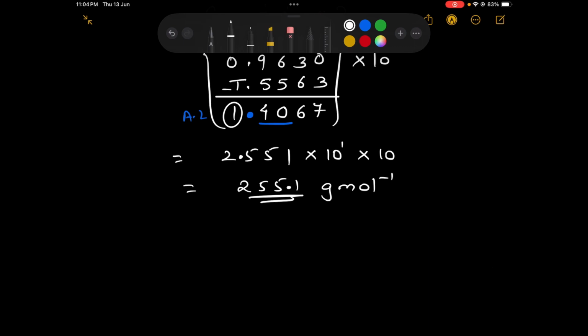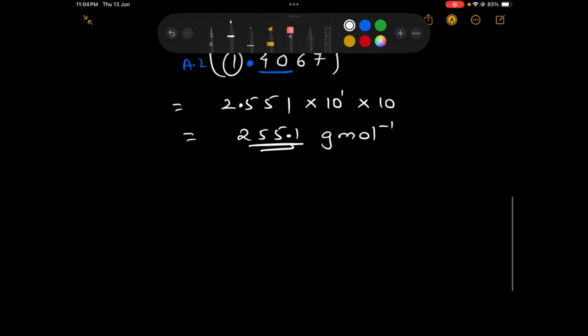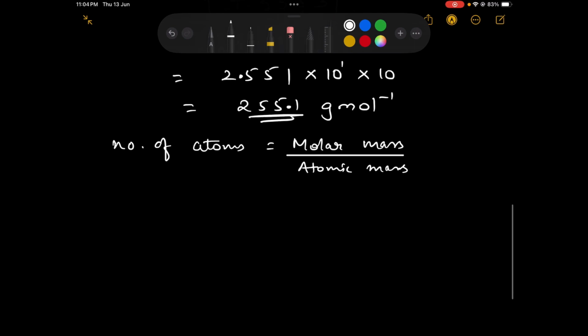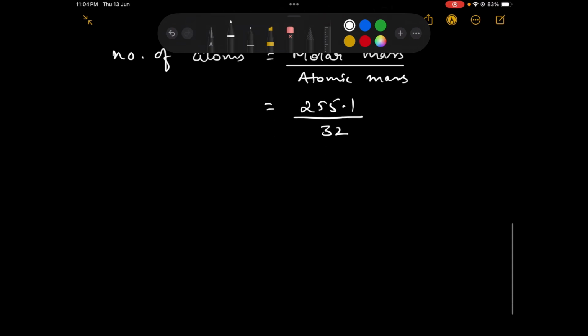Next one, we have to find out the number of atoms in a molecule of sulfur. That means we have to find out n. So number of atoms would be equal to the molar mass of sulfur divided by the atomic mass of sulfur. Molar mass we have just found out, that is 255.1, and atomic mass is given in the question as 32.